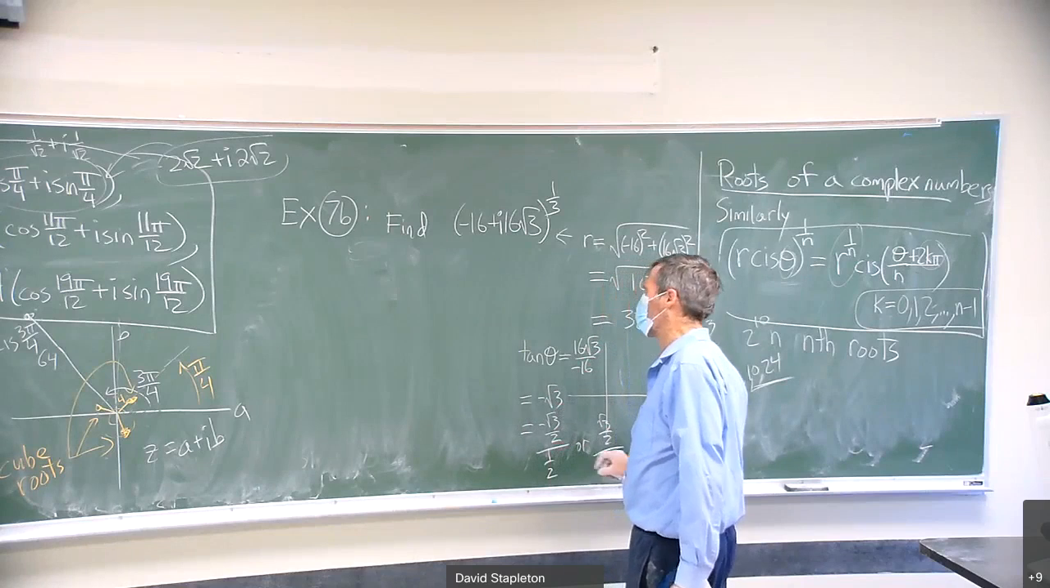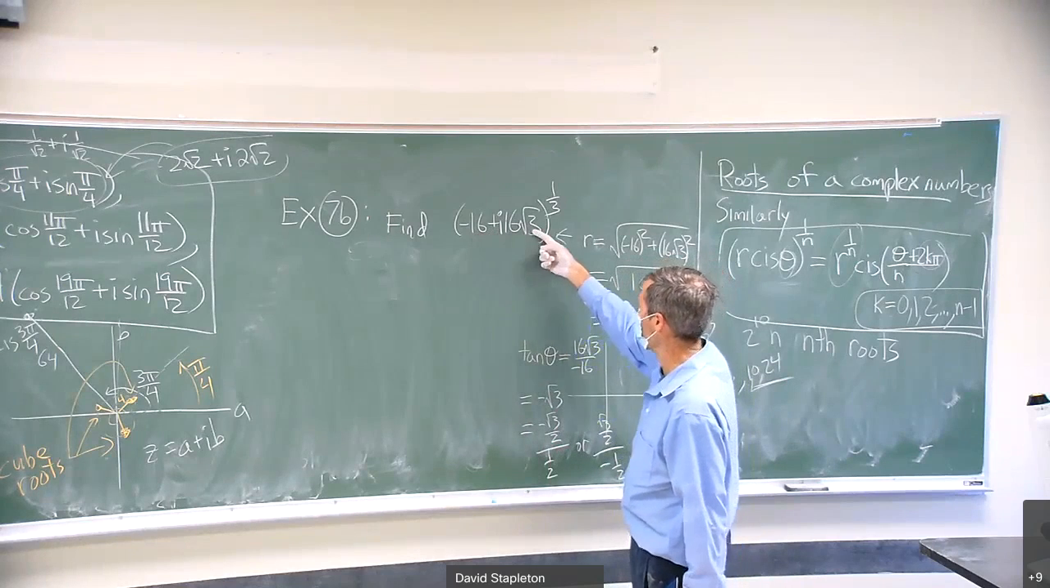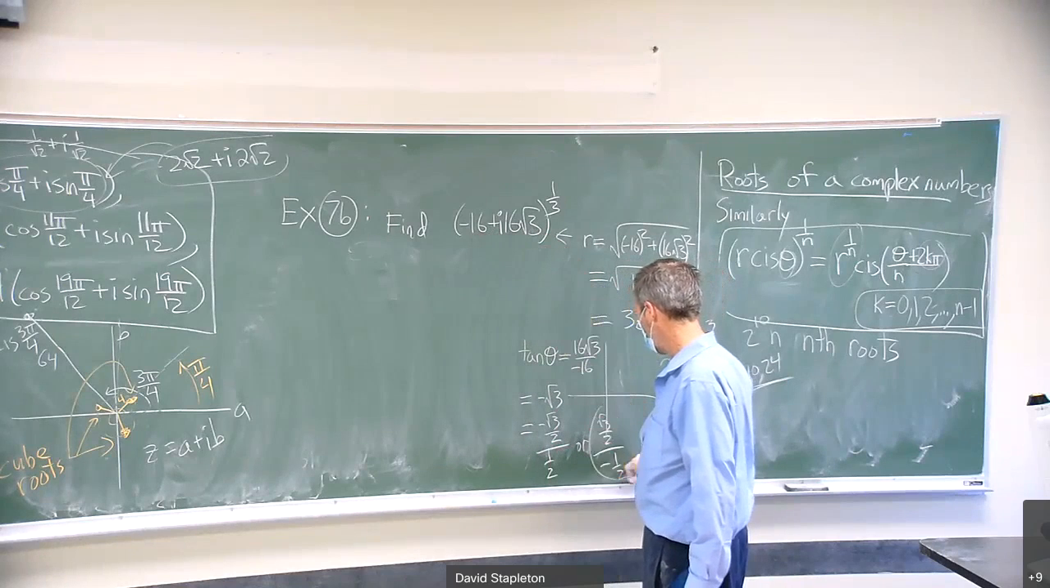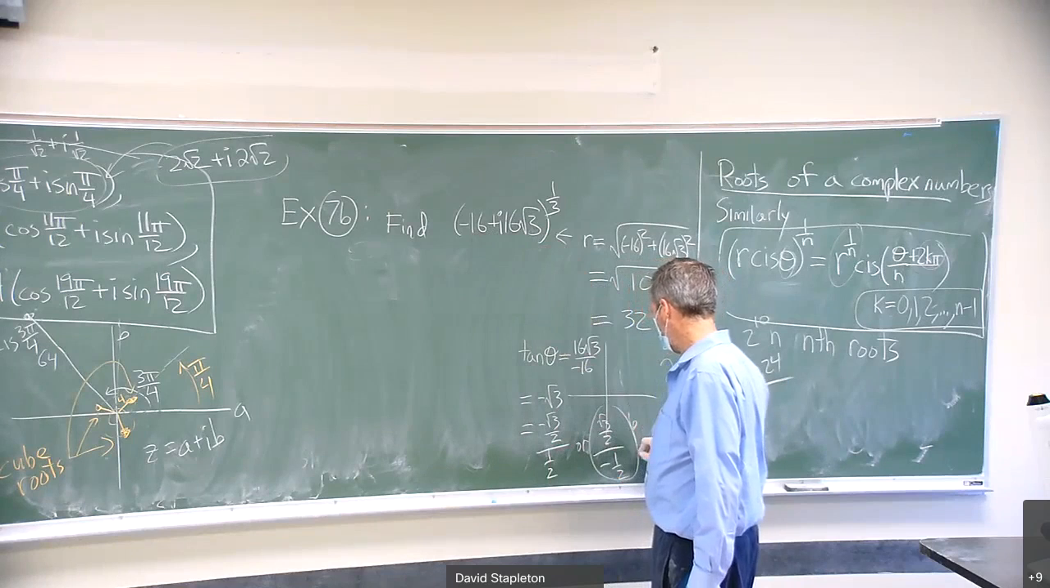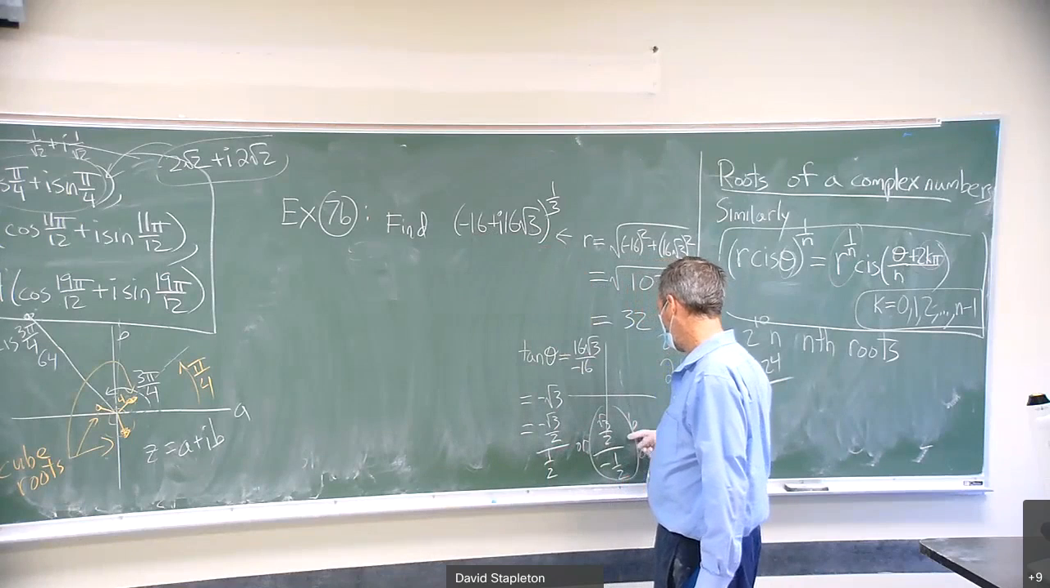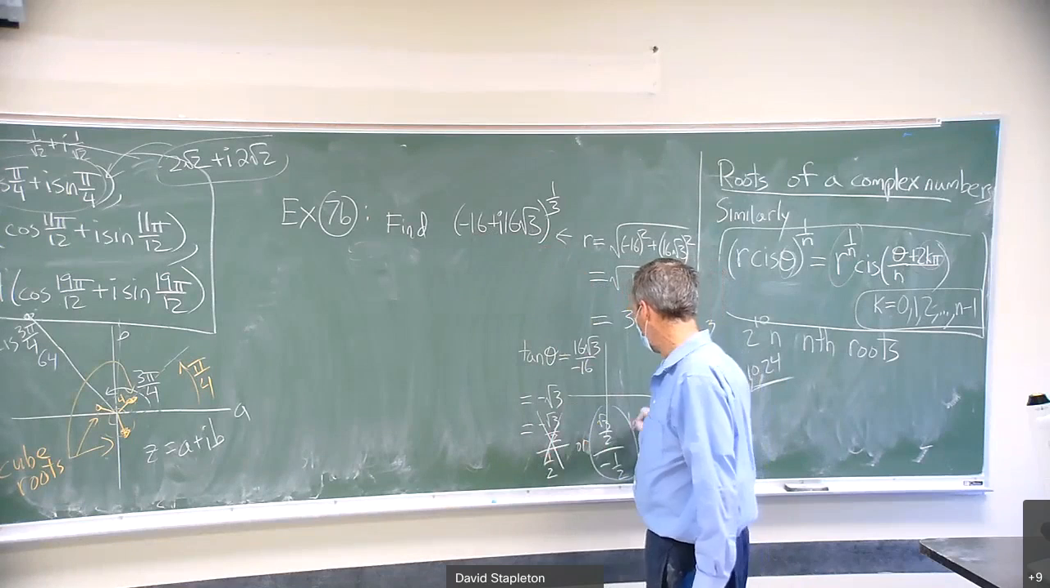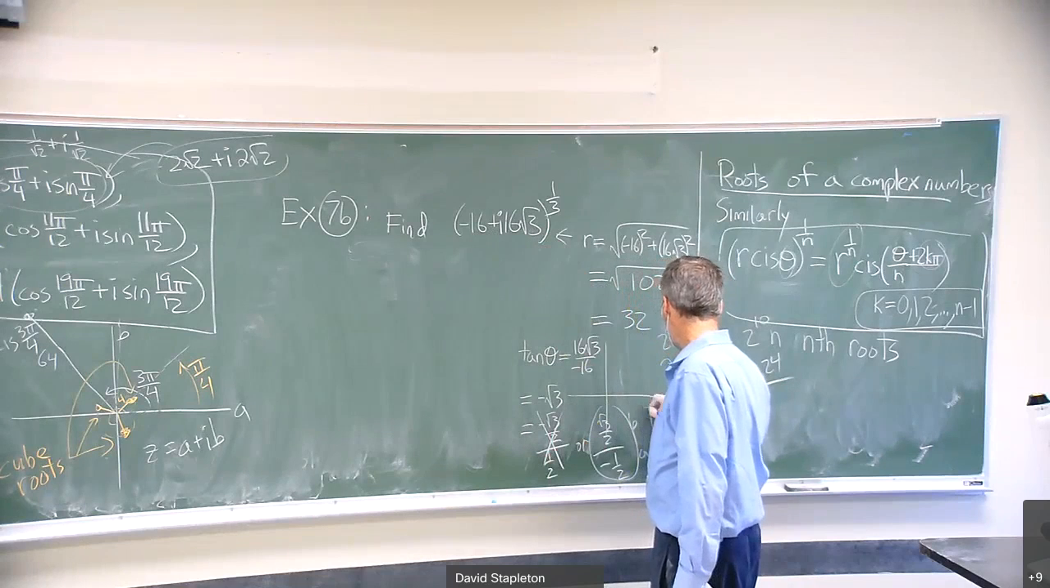Either way, which quadrant do I want? I want A negative and B positive, so I want this one. This is B over A, right? Or Y over X. So I throw that one out and I put it in quadrant 2.